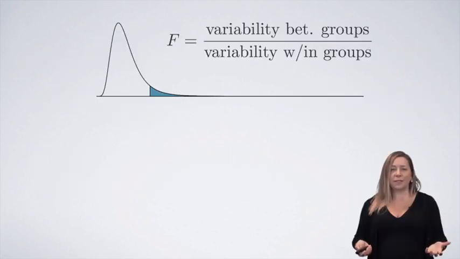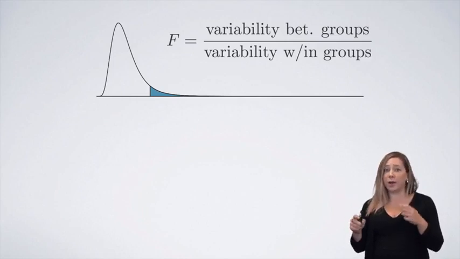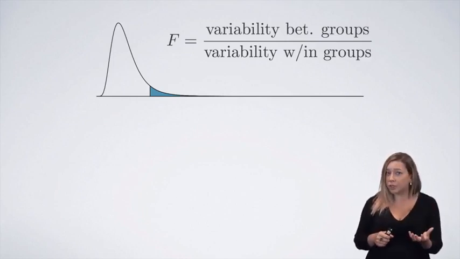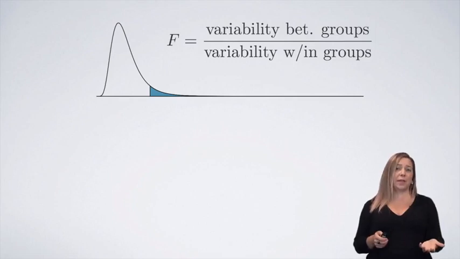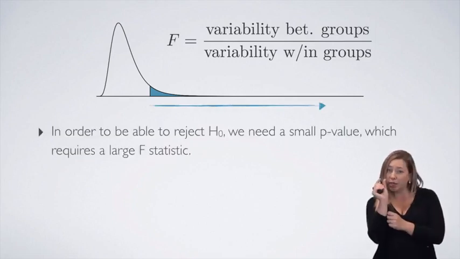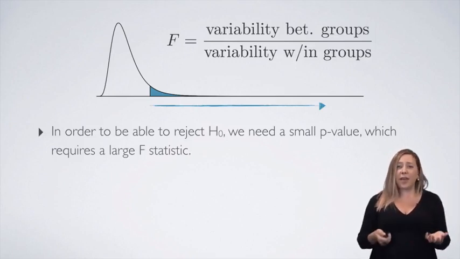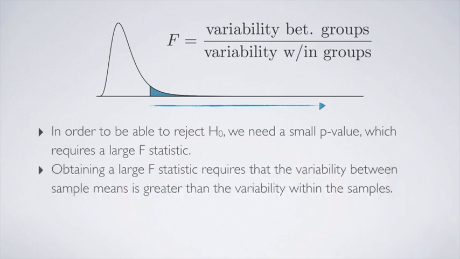We mentioned an F statistic, so let's also introduce the F distribution. It's right-skewed and always positive, since it's a ratio of two measures of variability, which can never be negative. We know that in order to be able to reject the null hypothesis, we need a small p-value, which requires a large F statistic. Then, obtaining a large F statistic requires that the variability between groups be much larger than the variability within groups. In the next few videos, we'll get into more details about how to actually calculate this F statistic.